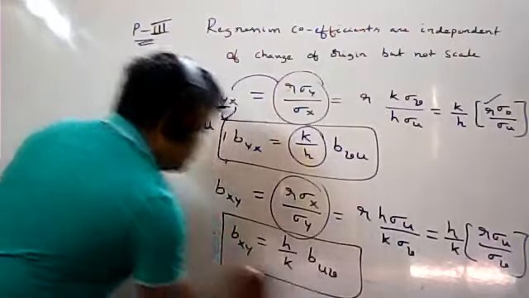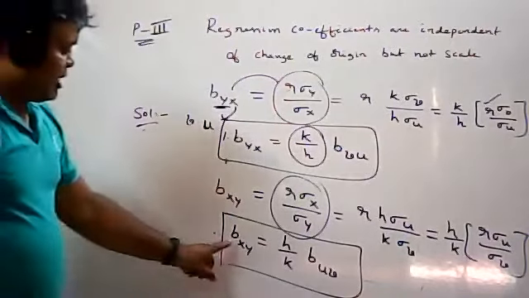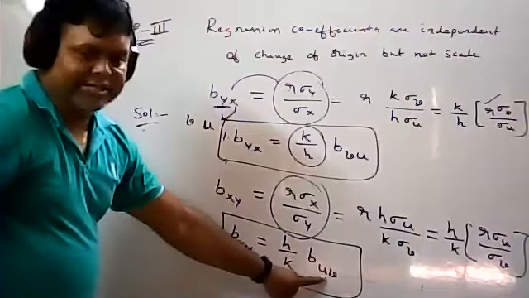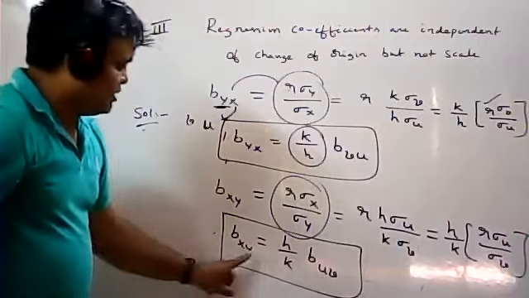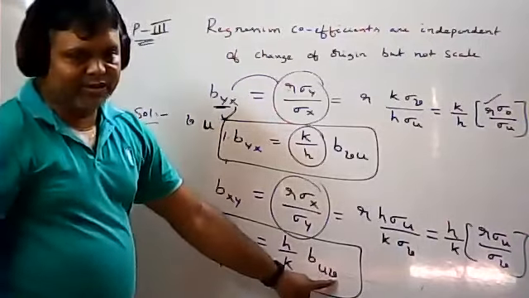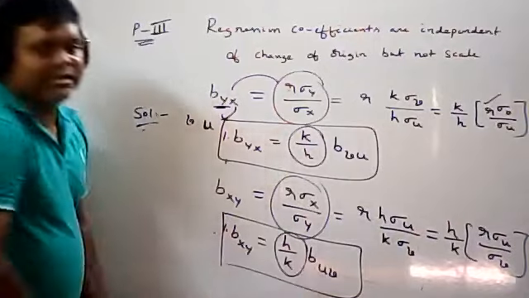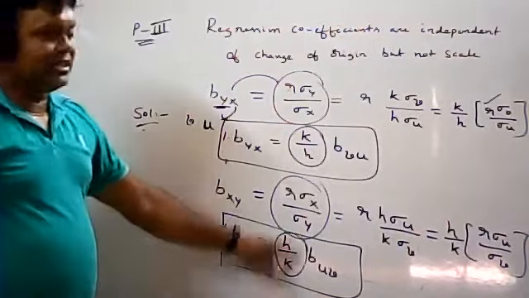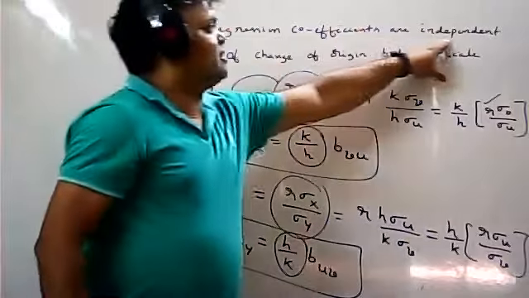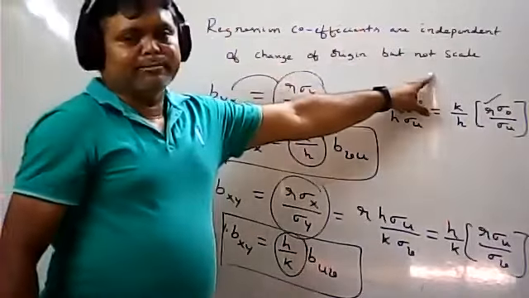h by k into bu. Same, regression coefficients are independent of change of origin. X is there, you have u. Y is there, you have v, independent of change of origin. But scale is different. What is the scale here? 1. What is the scale here? h by k. So scale is different. So that is the reason regression coefficients are independent of change of origin, but not scale.